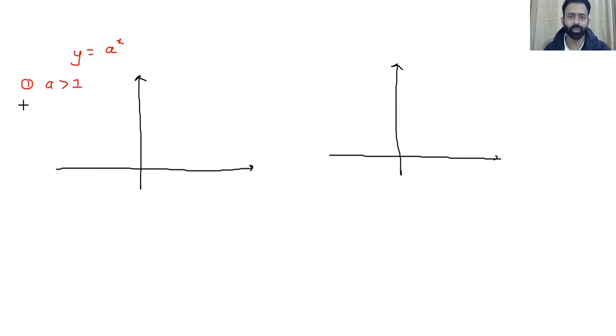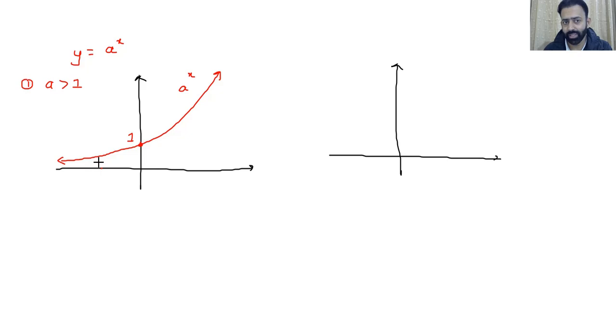So functions of the type 2 raised to power x, 3 raised to power x, 4 raised to power x, and so on, the graph of that function will always be an increasing function of this type. This is a raised to power x if a is greater than 1. Now the y-intercept you can guess: if you put x equal to 0, a raised to power 0 will always be equal to 1, right? So the y-intercept will be 1.